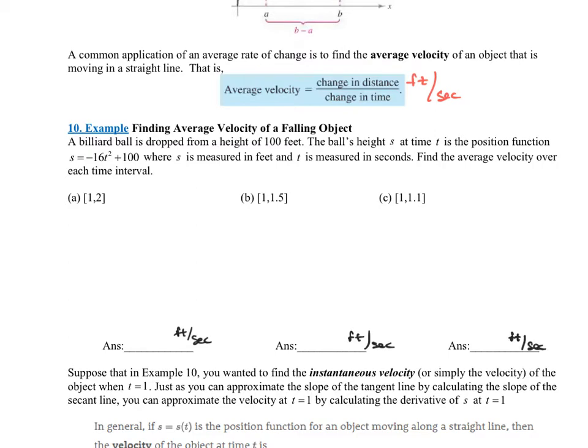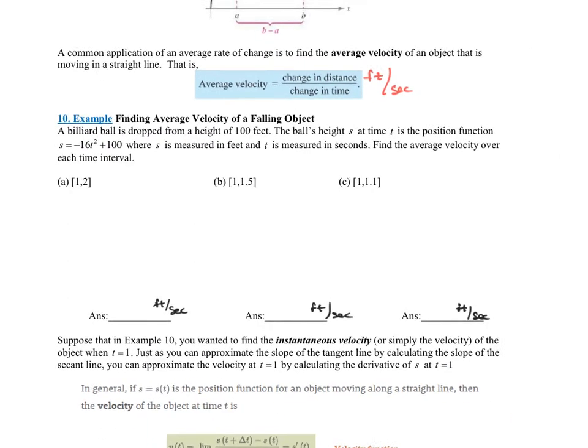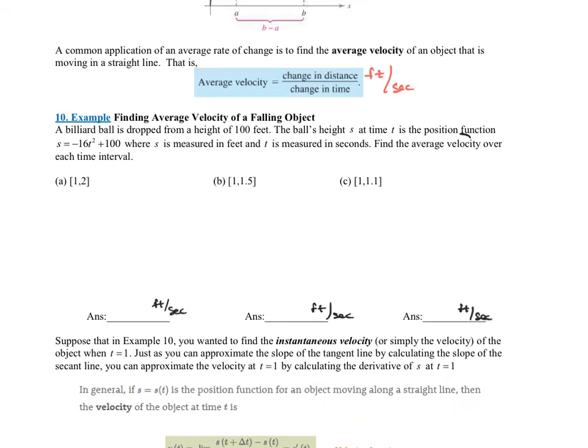Okay. This problem requires absolutely no calculus because it's average velocity. All it wants is the slope between the 2 points, not the derivative, not the slope at one point, the slope between 2 points. And to find the slope between 2 points, you need to know the points, right? So we know the x values. They're giving us the x values, 1 and 2, 1 and 1.5, 1 and 1.1.